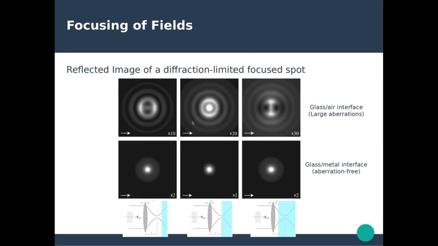On the other hand, when you look at the glass-metal interface, due to the difference in contrast between the two different media, you do not observe the formation of these standing waves in either side of the interface, and therefore you can achieve very strongly, nicely focused laser spots.